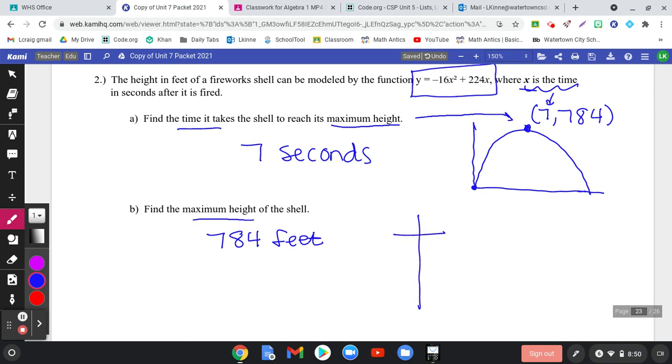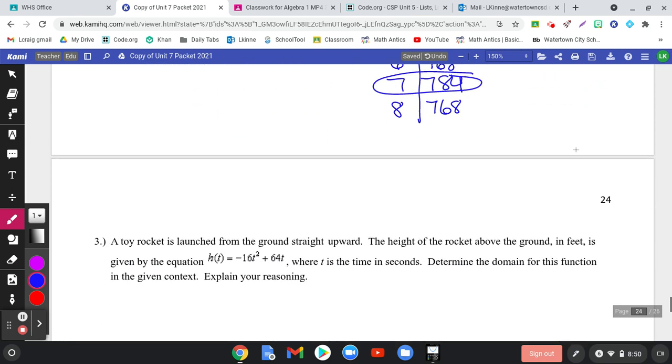Wouldn't be a bad idea to just sketch part of that table. 784, and then we'll do 1 point above and below it, just to show that it repeated. Okay, there's your vertex. It tells us a lot. Okay, so let's move on.